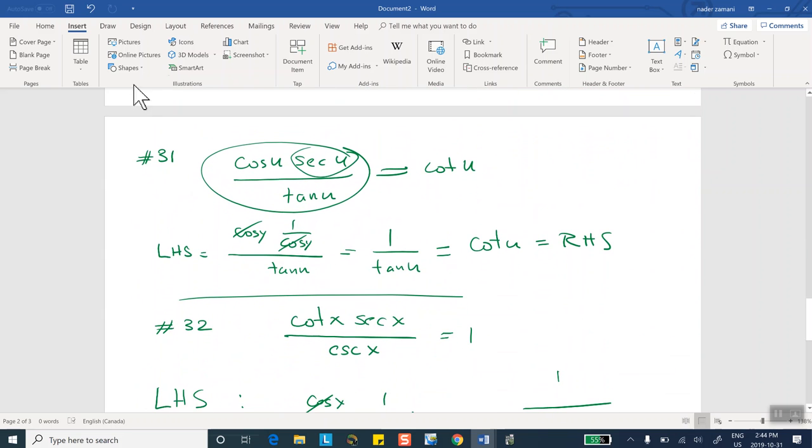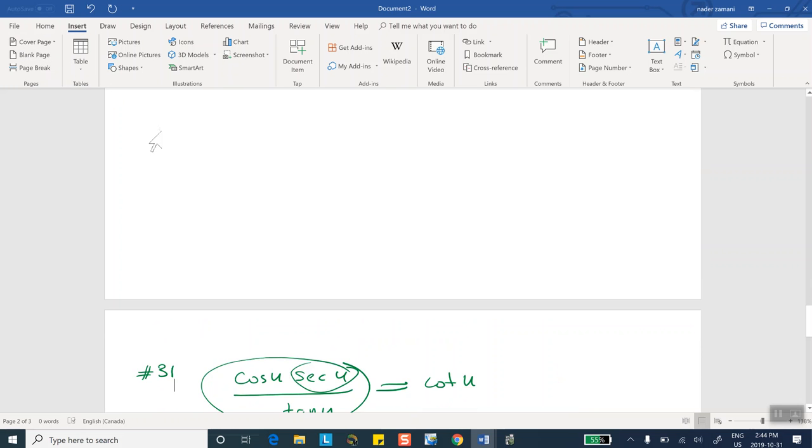Let me go to another page, another document here. Insert blank page.